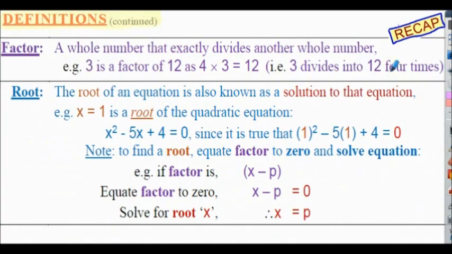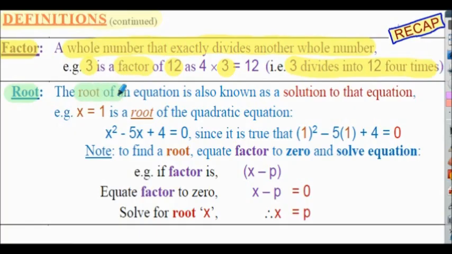Definitions continued. Again, this is essentially recap. Term: factor, that's a whole number that exactly divides into another whole number. So 3 is a factor of 12 because 3 divides into 12 4 times. And also we could say that 4 is a factor of 12 because it divides into 12 3 times.